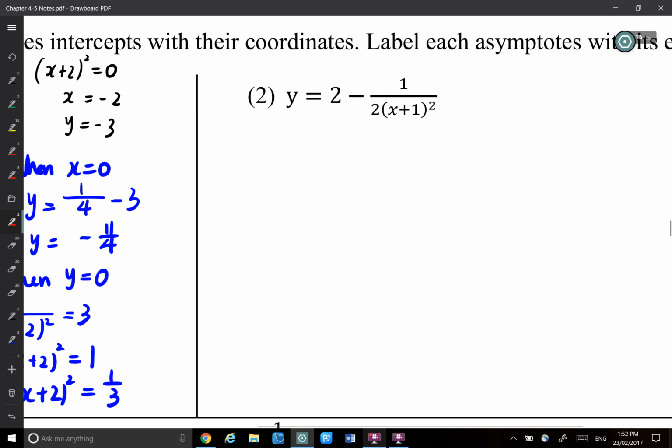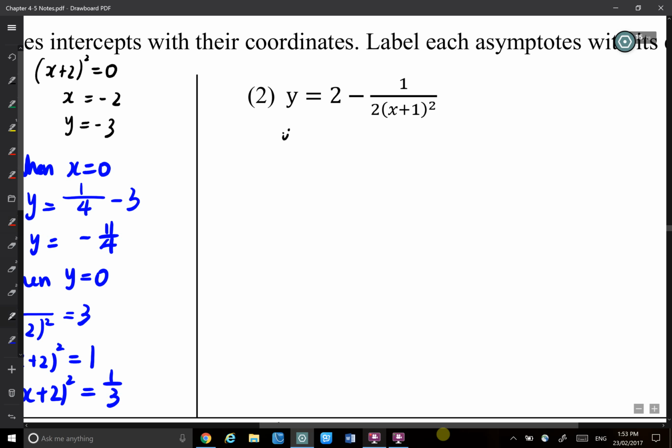Next one, you have y equals 2 minus 1 over 2x plus 1 squared. You may worry a little bit about the 2. The 2 can be divided on both top and bottom, so the 2 doesn't really matter. If I write the equation this way, y equals minus 1 over (2x plus 1) squared, plus 2.